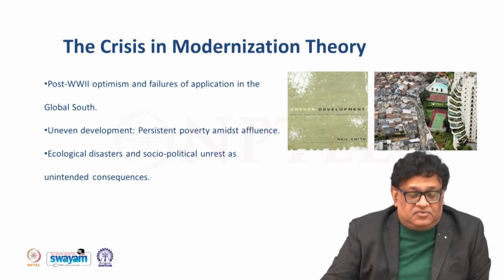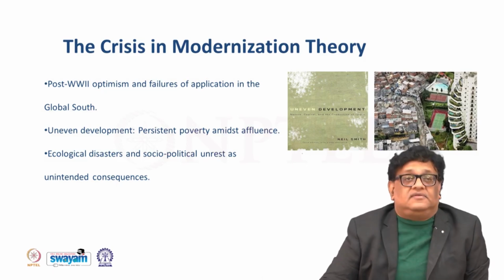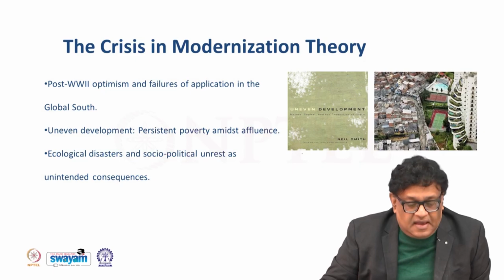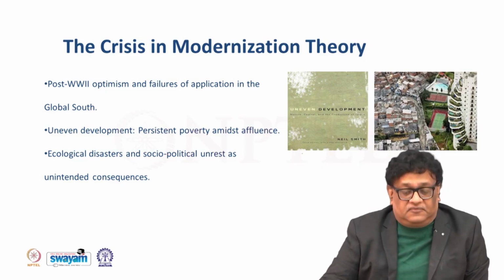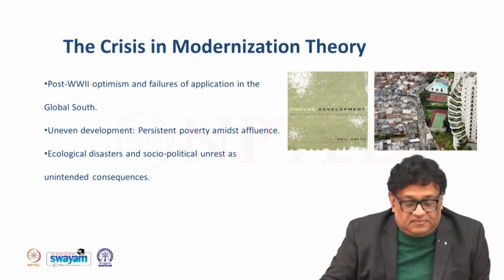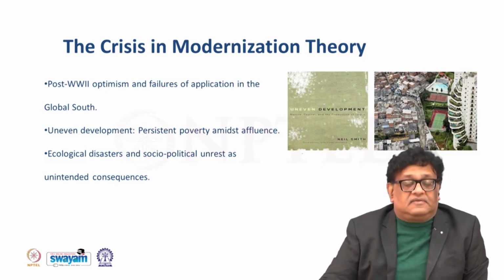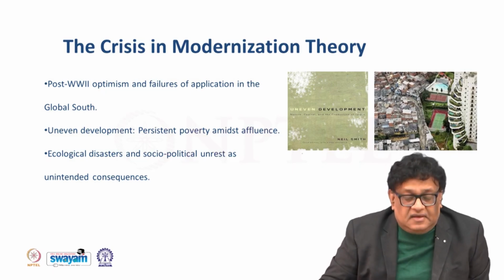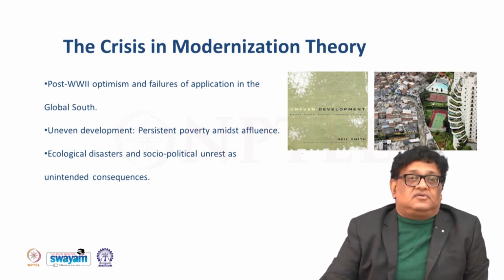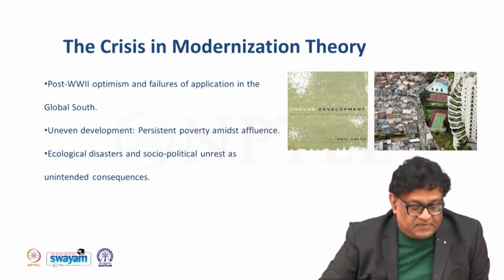Large-scale industrial projects often resulted in environmental degradation, for instance, deforestation in Southeast Asia and the Amazon basin. Spurred by modernization focused on resource extraction, it devastated ecosystems and displaced indigenous communities. These unintended consequences raised questions about the sustainability of modernization as a development model.